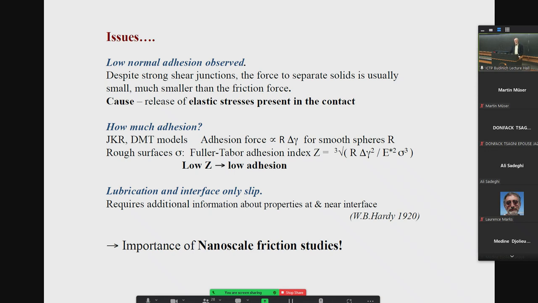Shortly afterwards, with Keith Fuller, he produced this other thing, which essentially says, if you look at that index, it's basically a ratio of the adhesive forces, R delta gamma or something related to it, over the size of the roughness times the elastic modulus. So it says, essentially, if you've got systems with high roughness and high elasticity, forget it, you're not going to see adhesion, which is what gave them the get-out-of-jail clause for adhesion.